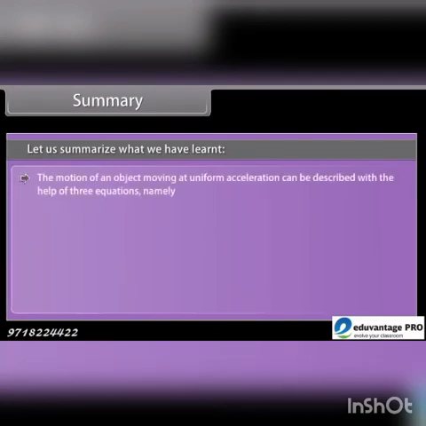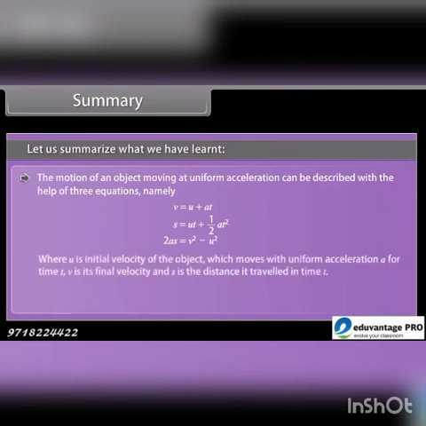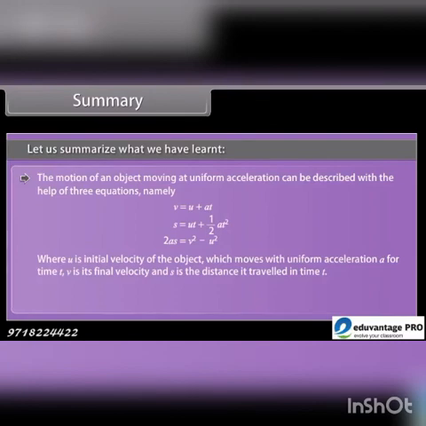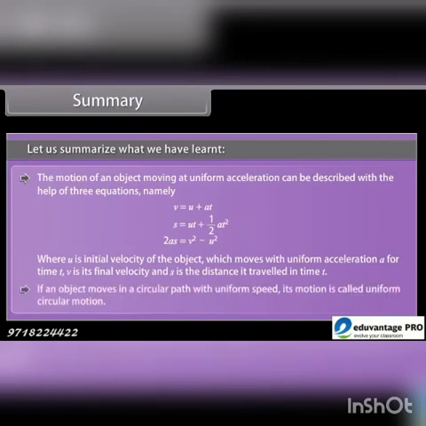The motion of an object moving at uniform acceleration can be described with the help of three equations, namely v is equal to u plus at, s is equal to ut plus 1 upon 2 at square, and 2as is equal to v square minus u square, where u is the initial velocity of the object which moves with uniform acceleration a for time t, v is its final velocity, and s is the distance it travelled in time t. If an object moves in a circular path with uniform speed, its motion is called uniform circular motion.